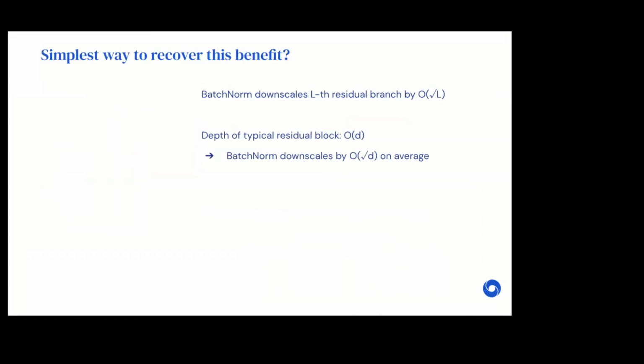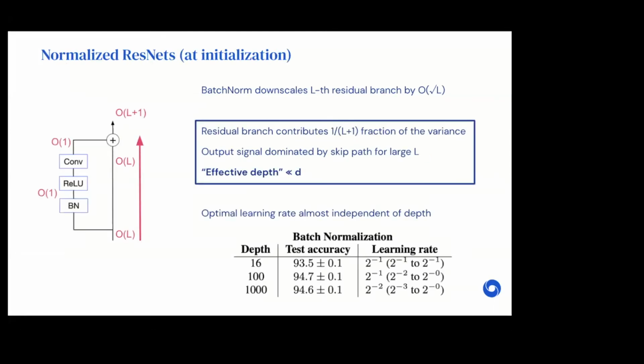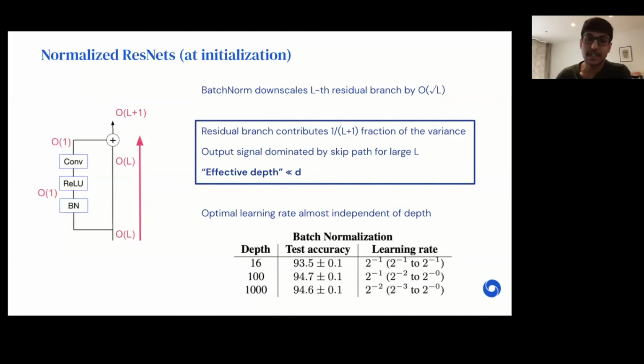All right, may I ask a question? Yeah, sure. On that last slide, the contribution of the batch norm path decreases as you go along the layers. Does that mean that the later layers are almost useless? Do they contribute anything? So at initialization, no, they almost don't contribute anything.